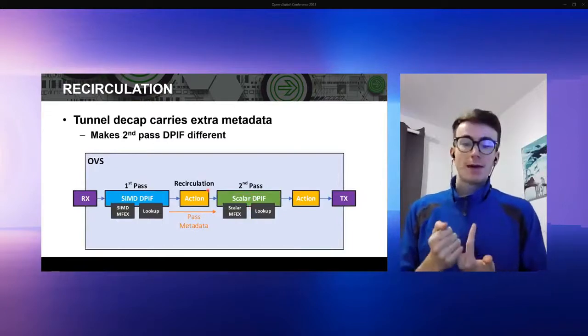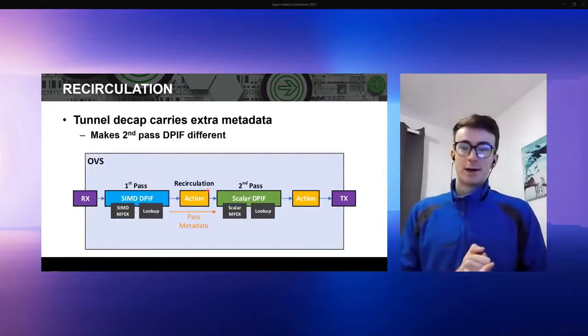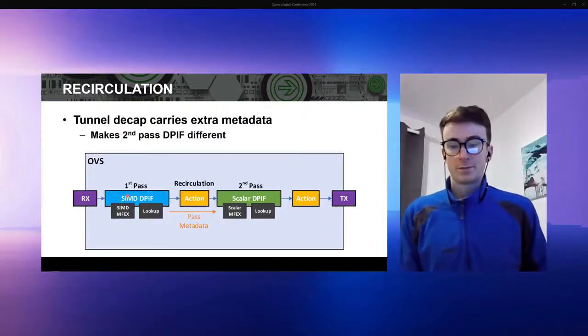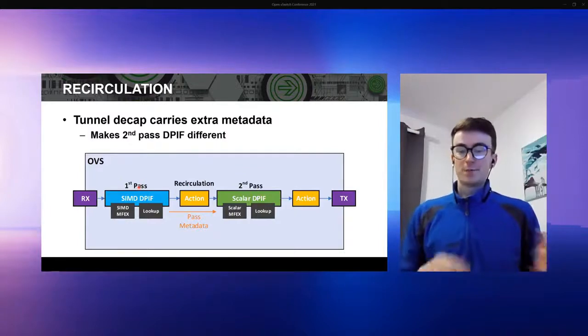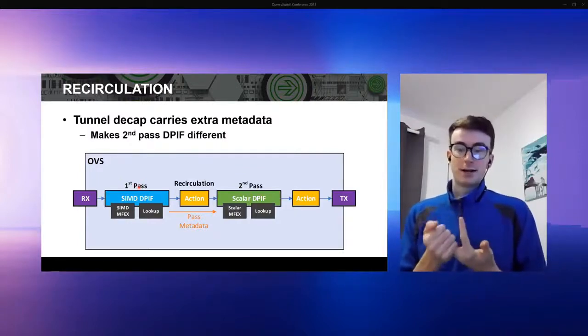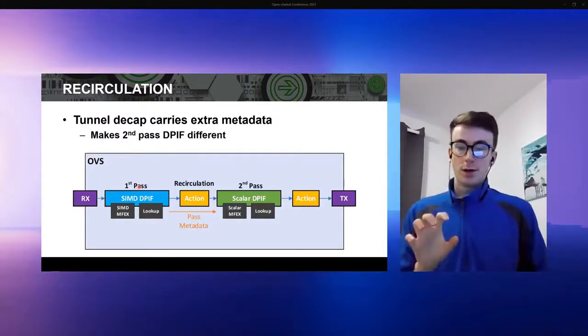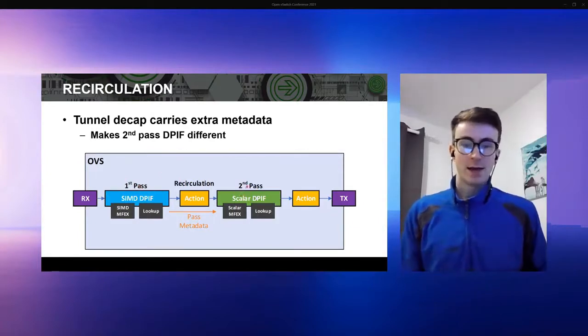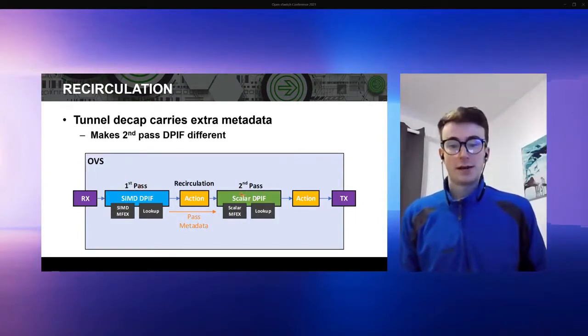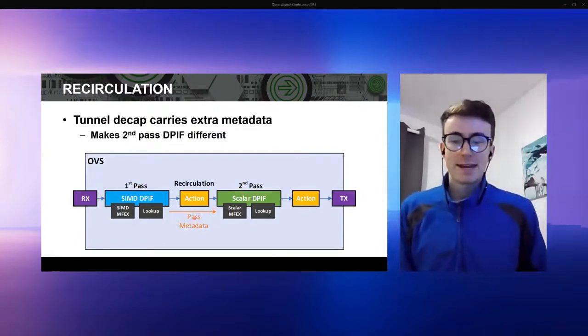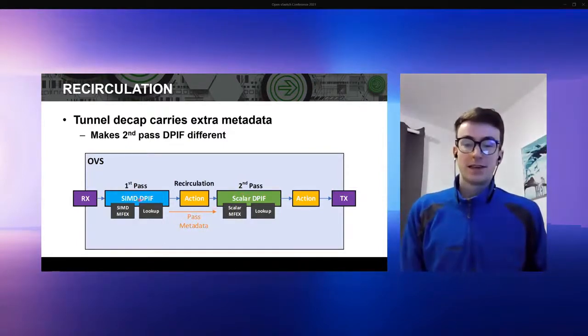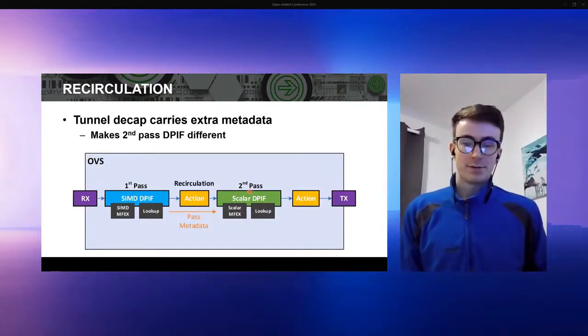This is another way of visualizing that recirculation. So in this diagram, I'm showing the two DPIFs side by side. The first pass, or for the non-recirculated packets, is in blue, and then the second pass is shown here in green. And I just want to highlight that there's some metadata passed from the outer DPIF to the inner DPIF.